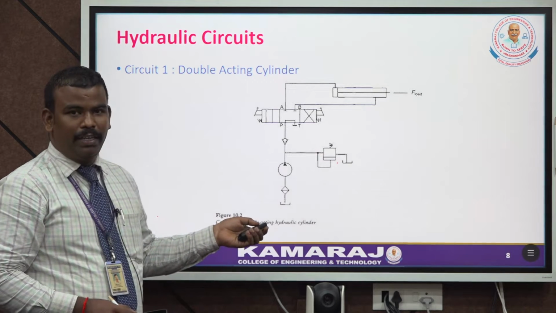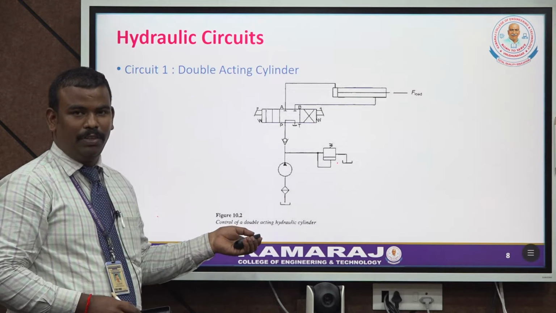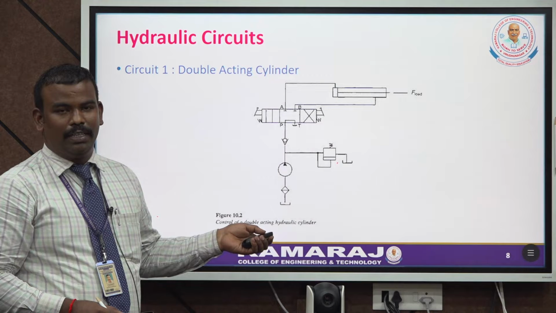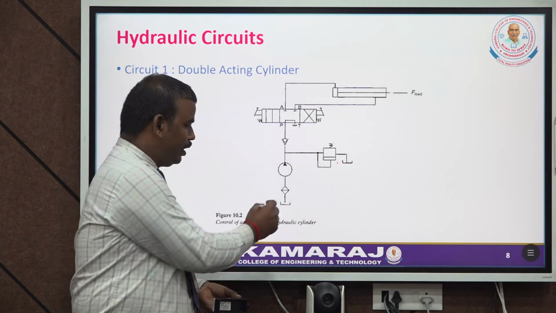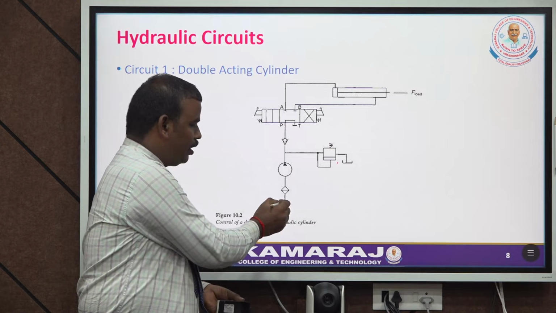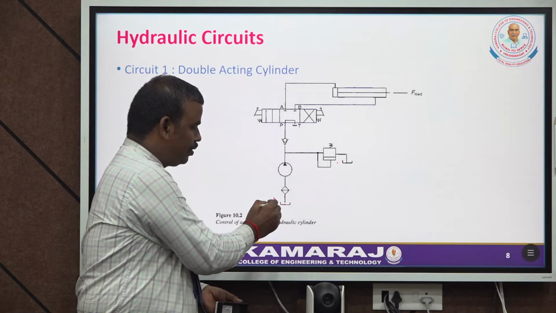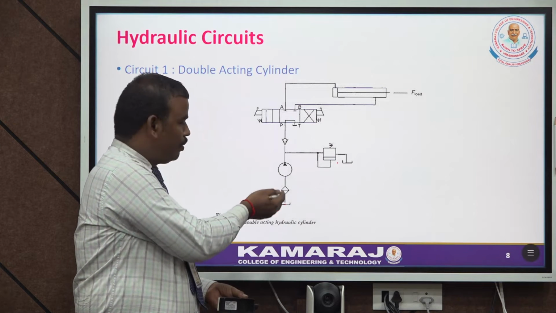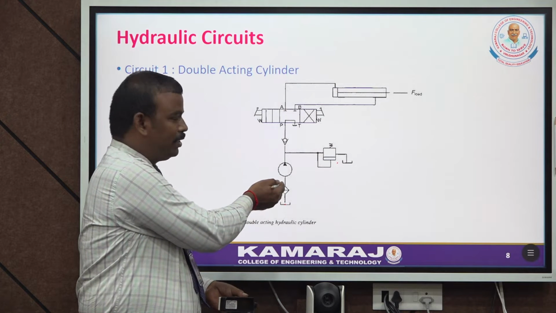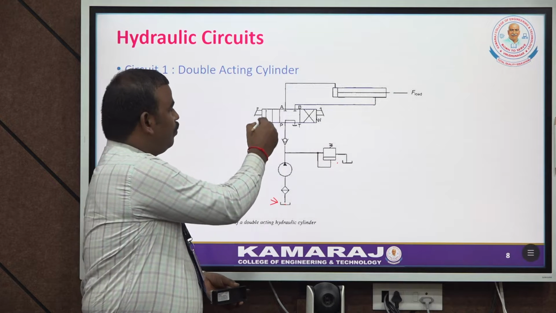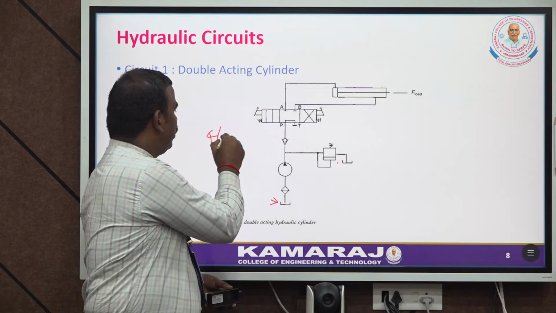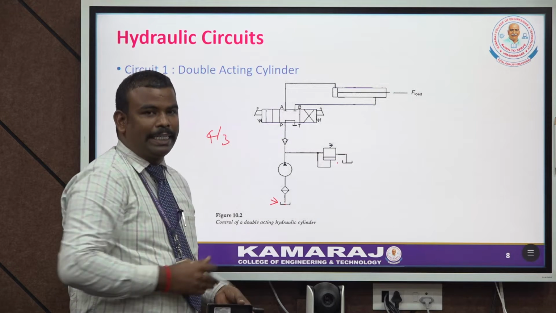Here we mention the circuit for the double acting cylinder. The oil is pumped from the reservoir through the filtering system. The pressurized fluid flows to the 4/3 lever operated direction control valve.